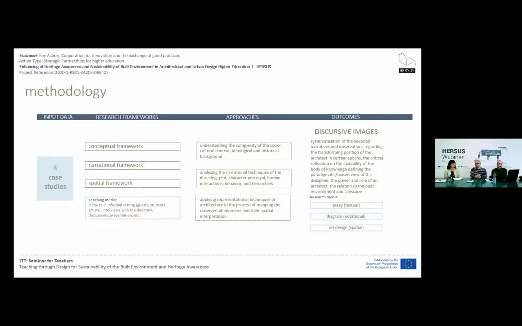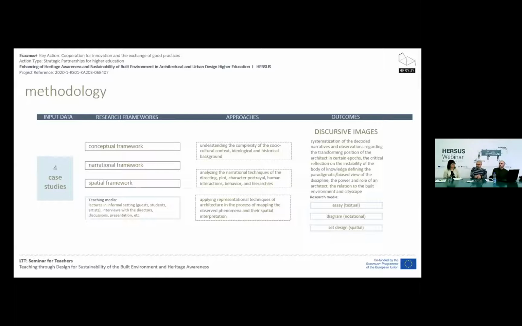In this place, we also organized these interviews with the directors, discussions, and presentations of the tasks that students did during the course. Then, according to these three frameworks, different approaches were applied, where the students showed an understanding of the complexity of the socio-cultural context, the ideological and historical background of the plots, and the specific profiles of the architects. They analyzed the narrational techniques of directing, plot, character portrayal, human interactions, behavior, and hierarchies, and applied representational techniques of architecture in the process of mapping the observed phenomena onto their spatial interpretation.